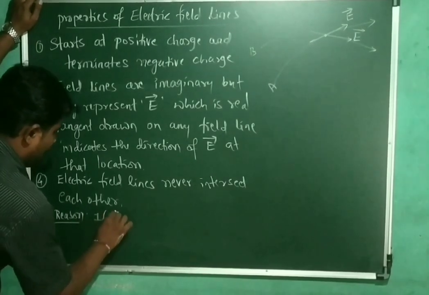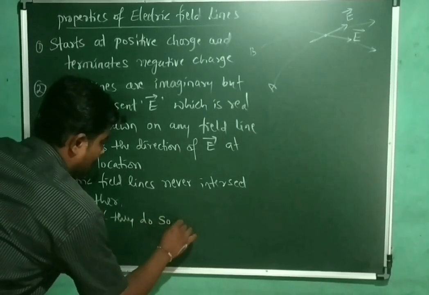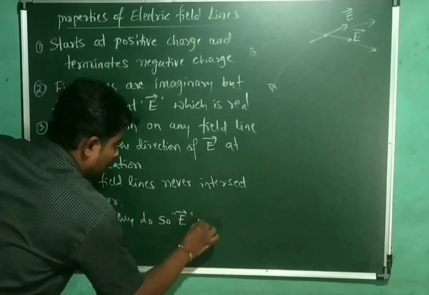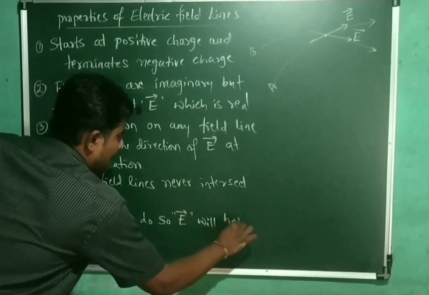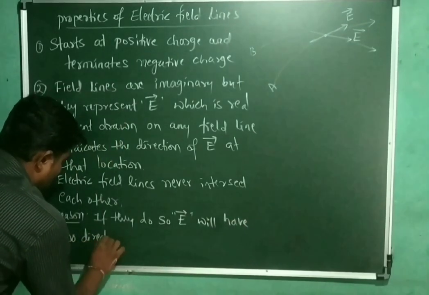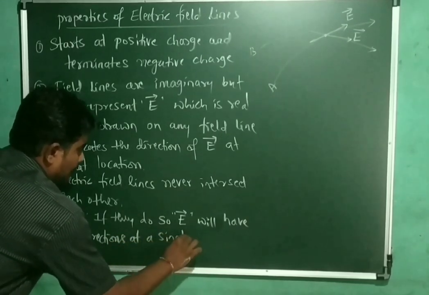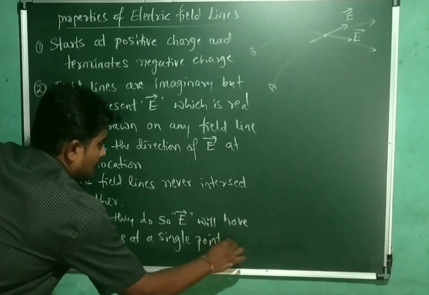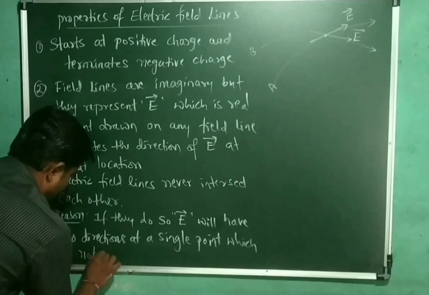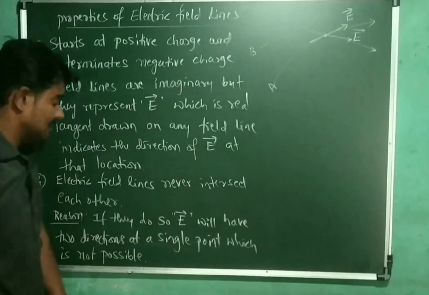If they do so, the electric field will have two directions at a single point, which is not possible. So this is the fourth property.